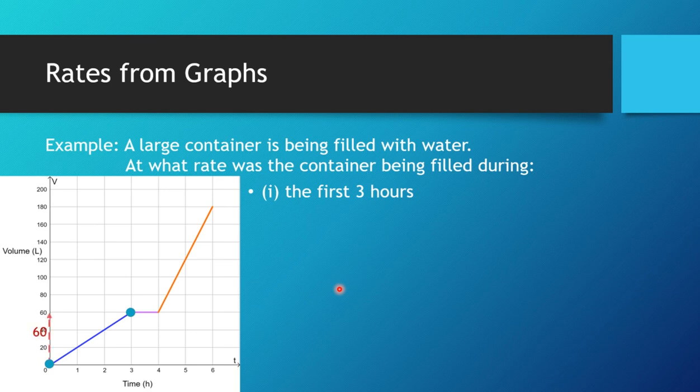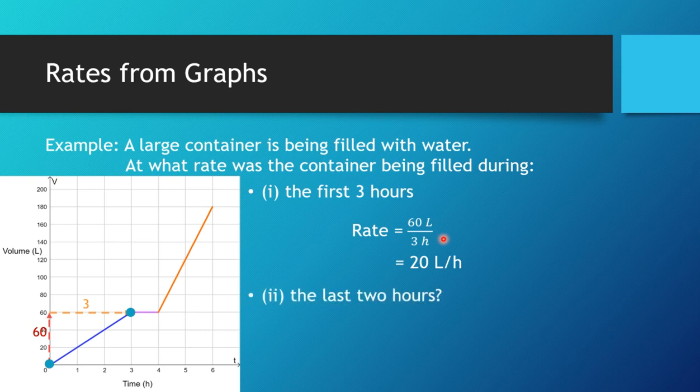So we will find the rise, which is 60, and the run, which is 3. So it's gone up 60 litres in 3 hours. 60 litres divided by 3 hours, 60 divided by 3 is 20. So my rate is 20 litres per hour. But you can see here in finding the rate, we have the rise, 60 litres, divided by the run, 3 hours.